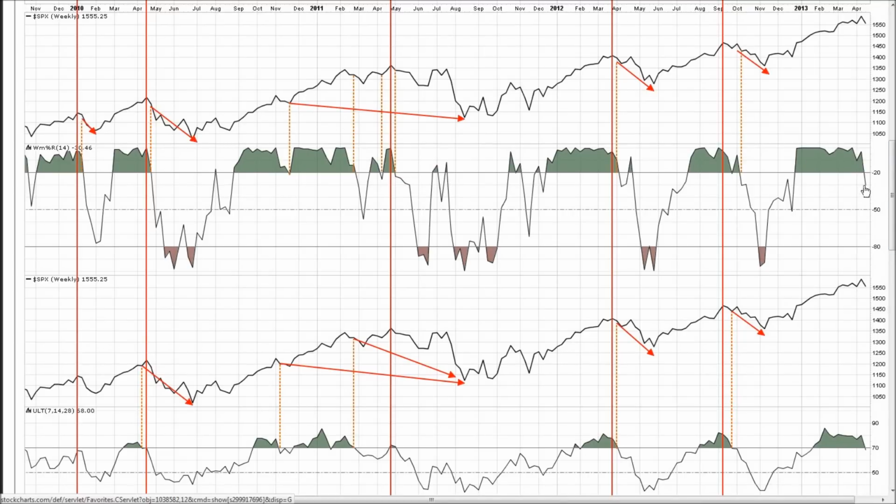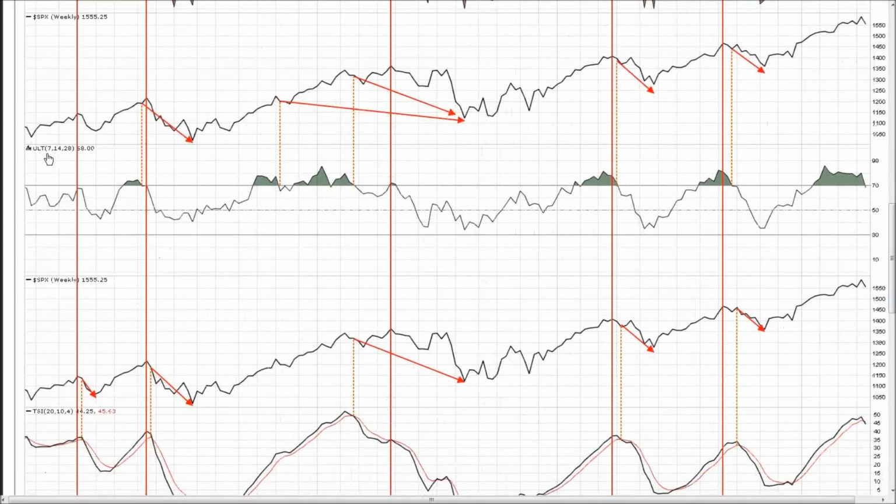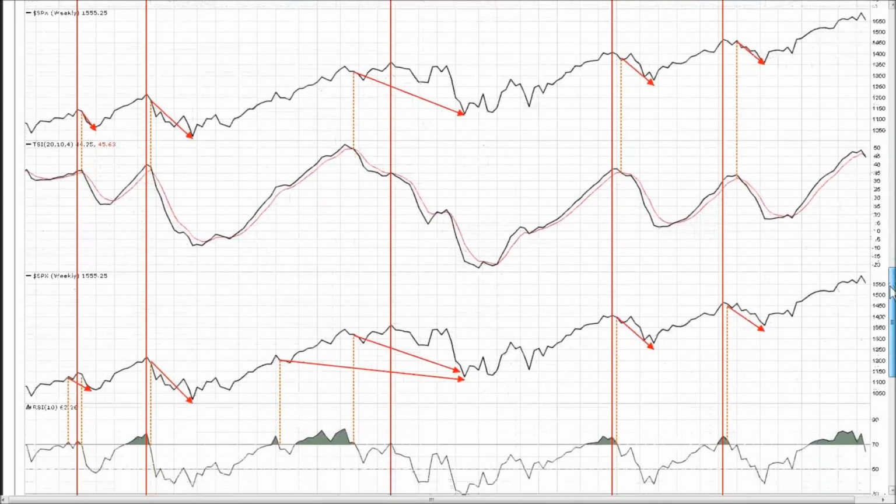So this is concerning. If we come down here, you can make the same comment for the ultimate oscillator, all things being equal. After you get a high probability run like this, and then a close on the ultimate oscillator for longs versus shorts below 70, the stock market has a tendency to either give up the gains or correct. We got a weekly close below 70 last week.